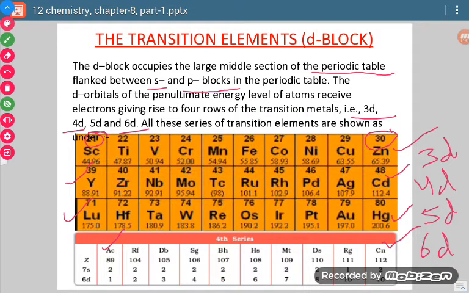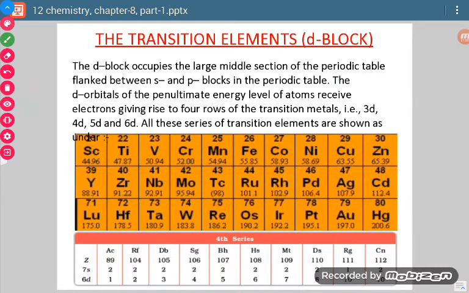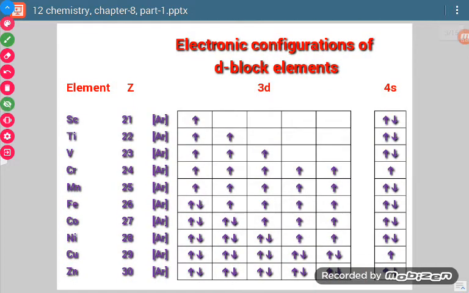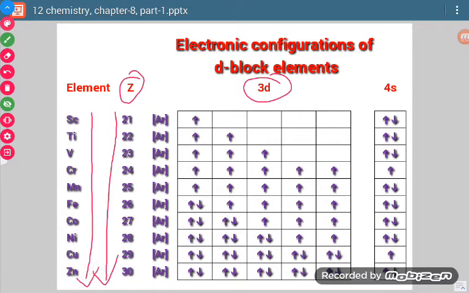Now see, when we study the properties, we will mostly discuss them by taking the 3D, 4D and 5D series. So these we are going to discuss in detail. Now first of all, what about the electronic configuration? For the 3D series, the atomic numbers are from 21 to 30 and the elements are from scandium to zinc. In the valence shell there are two orbitals, one is 3D and the other is 4s.